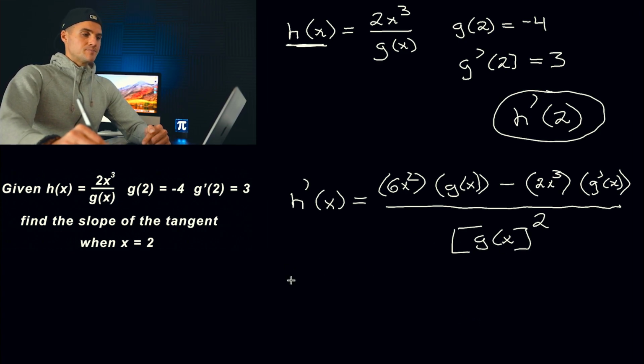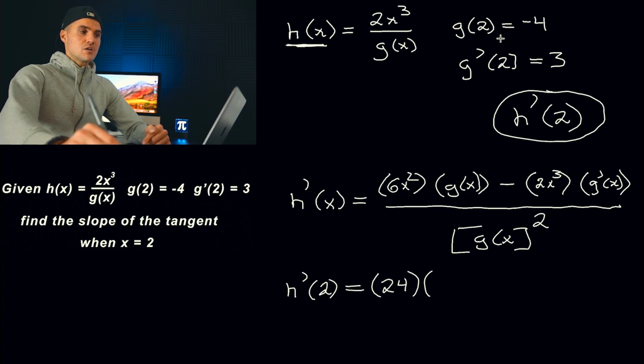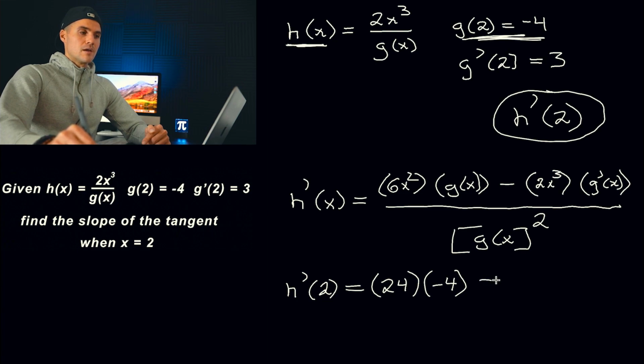And then from here, if they're asking us what's h prime of 2, well, we just plug in 2 for all the x values. Over here, if we plug in 2 into this bracket, it would be 2 to the power 2, which is 4, times 6, that gives us 24. And then this would be g of 2, right? If we plug in that x value of 2 here, g of 2 is given up here as -4. So this would be -4 right there.